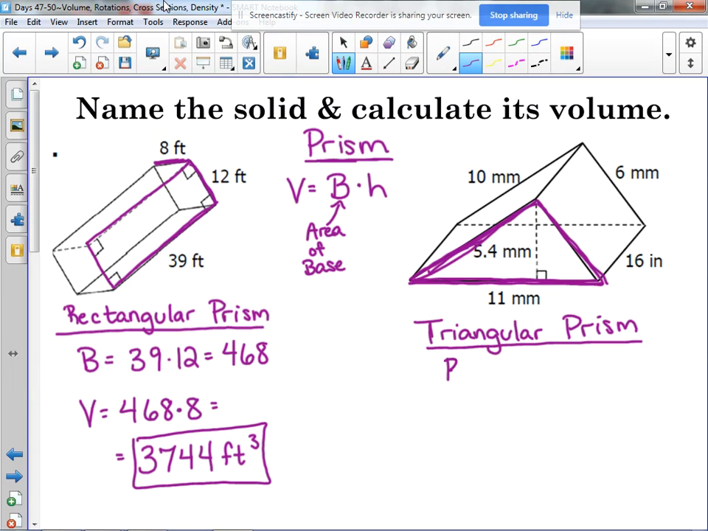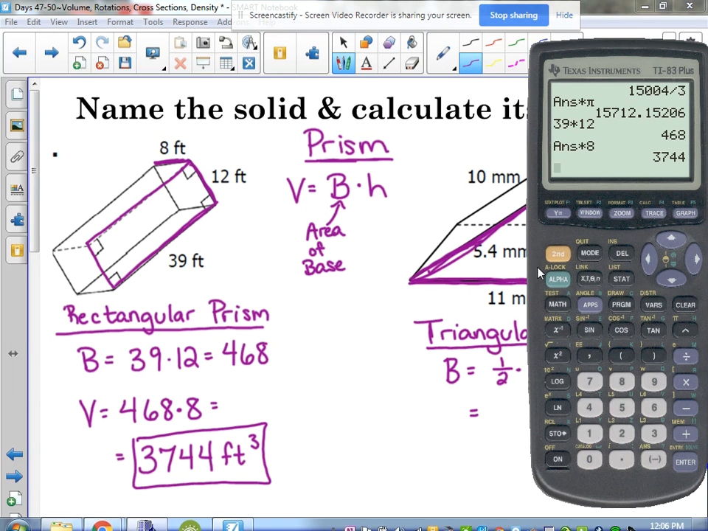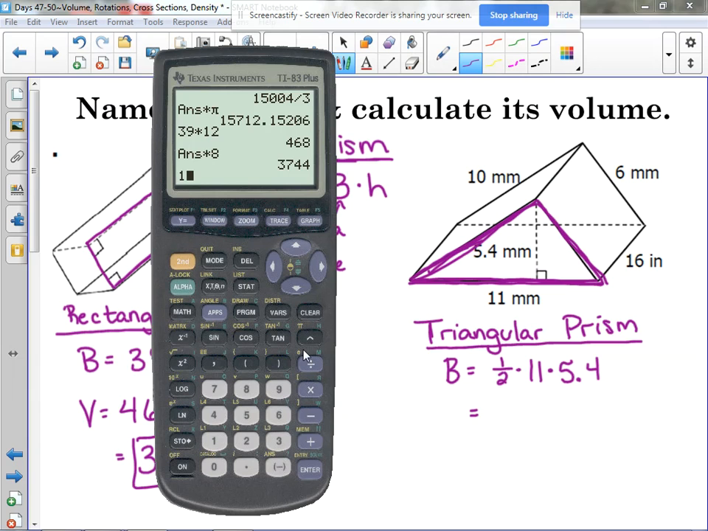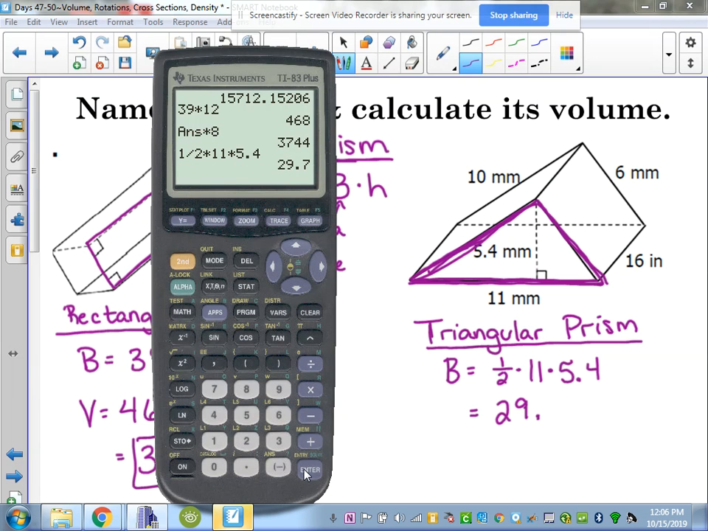So if we do the area of that, it's a triangle, so 1/2 times the base, which is 11, times the height. It must be a perpendicular height, so 5.4 is the height of that triangle. So the area of our base is 1/2 times 11 times 5.4. So the area of the base is 29.7.